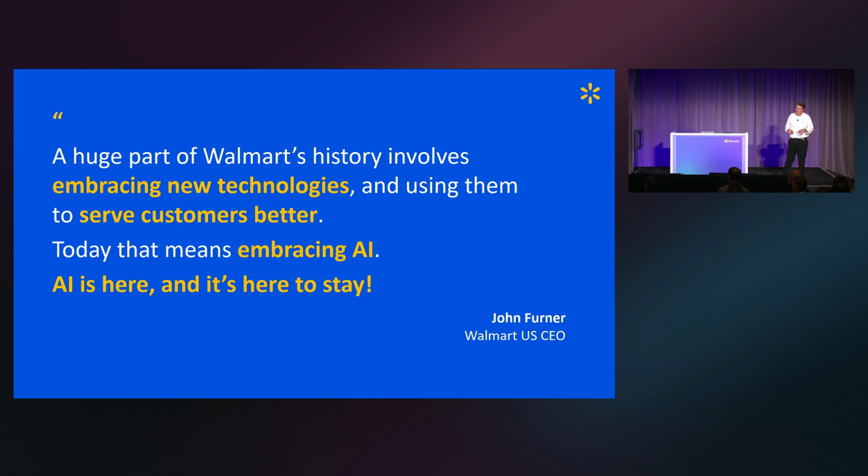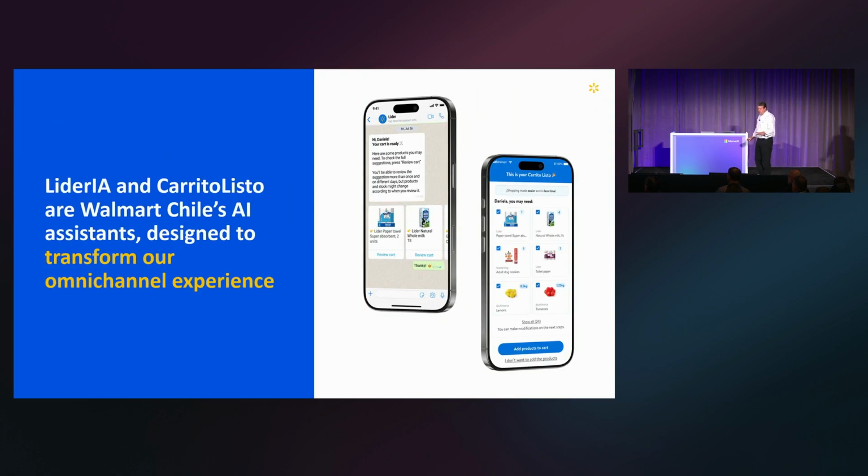And why is this? Because no other tech probably has more impact when we put it in the customer's hands, right? So just to go straight to the point, we're going to go over Líder AI and Carrito Listo, right? These are two AI assistants that are designed to transform our customer experience. Líder is basically the banner, the brand name for Walmart in Chile, so you're going to see it all over the place when we go over this.